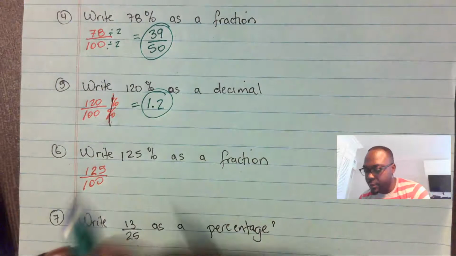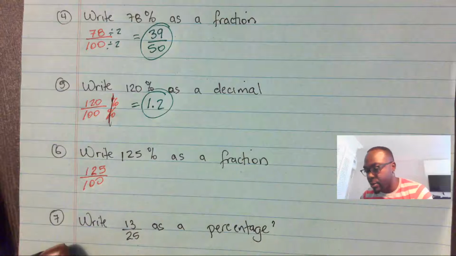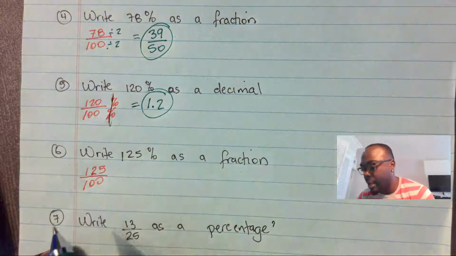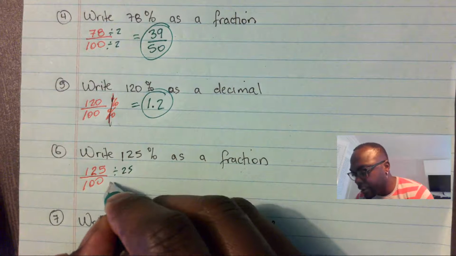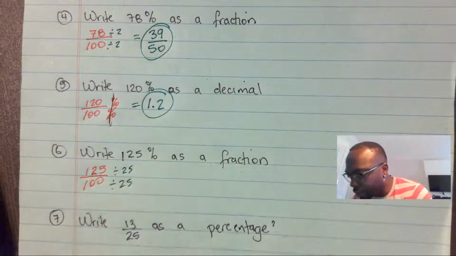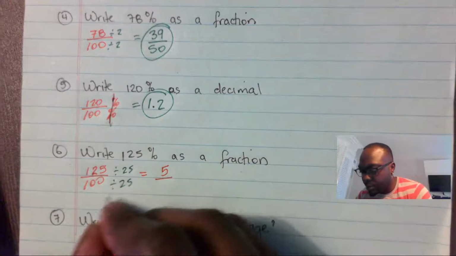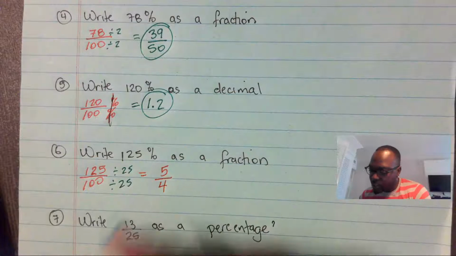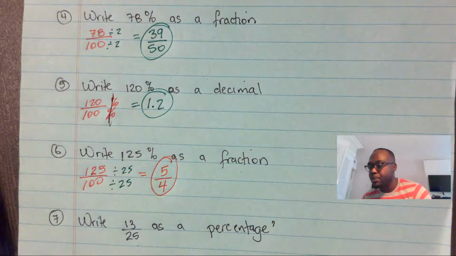So I look at 125 and 100 and I ask myself, what's the highest common factor? The highest common factor here is 25. So if I divide both of these by 25, 25 into 125 goes 5 times, 25 into 100 goes 4. So as a fraction, I'm going to put 5 over 4.